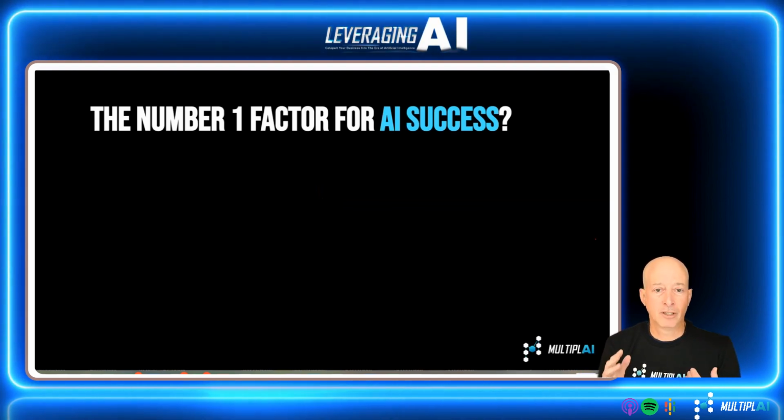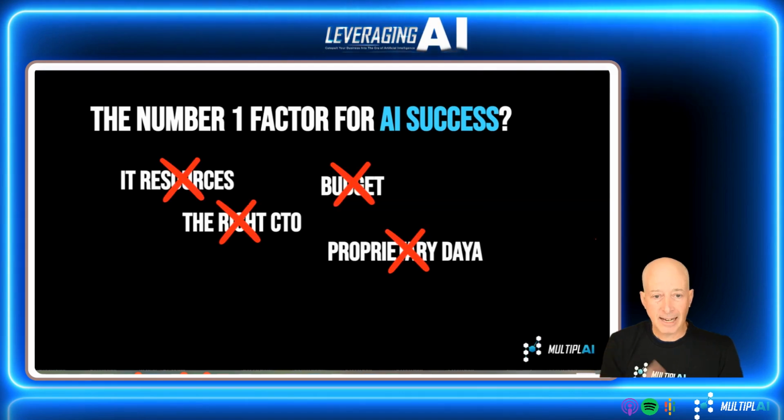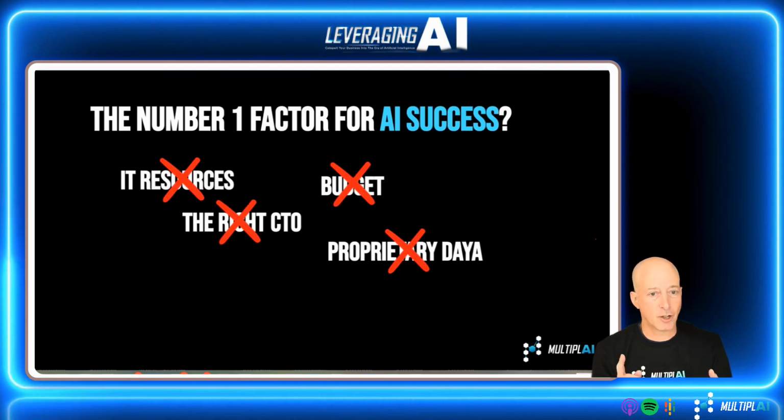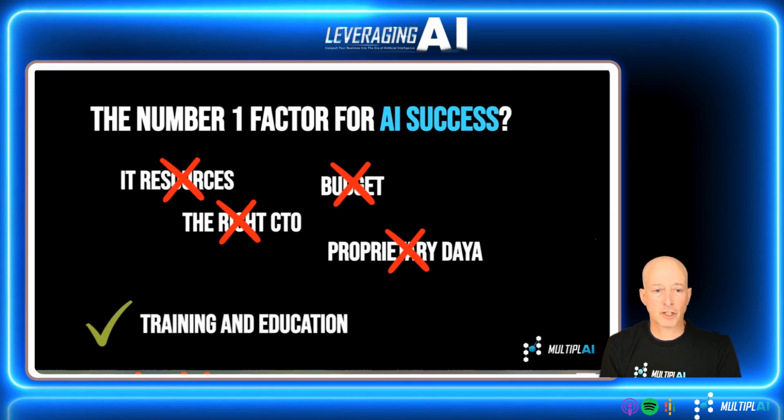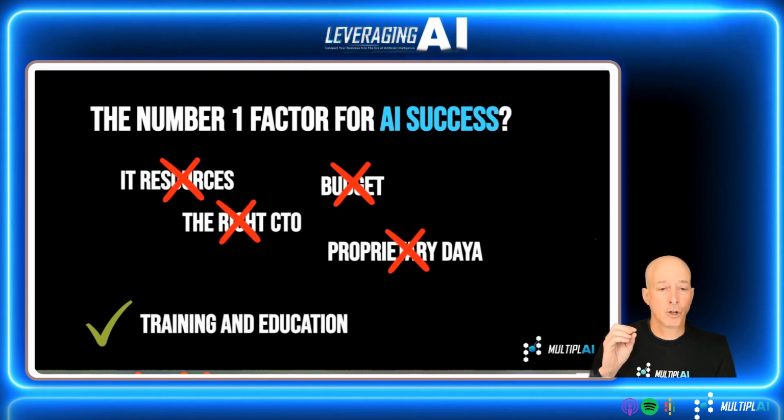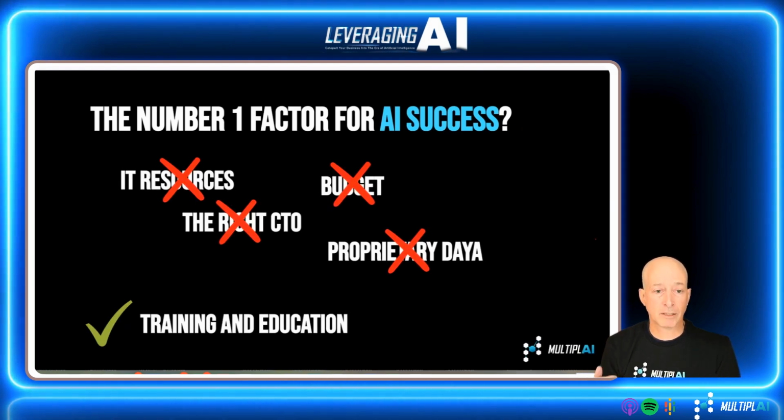And the reality is, it is not IT resources, it is not budget, it is not having the right CTO, it is not proprietary data, it is not all these things. The number one factor, whether your AI implementation is going to be successful or not, is training and education of the team. And when I say training and education of the team, it is going to start with the people in the trenches, your front-end employees who actually do the work, but it's going to go to middle management, leadership, executive team, and the board.